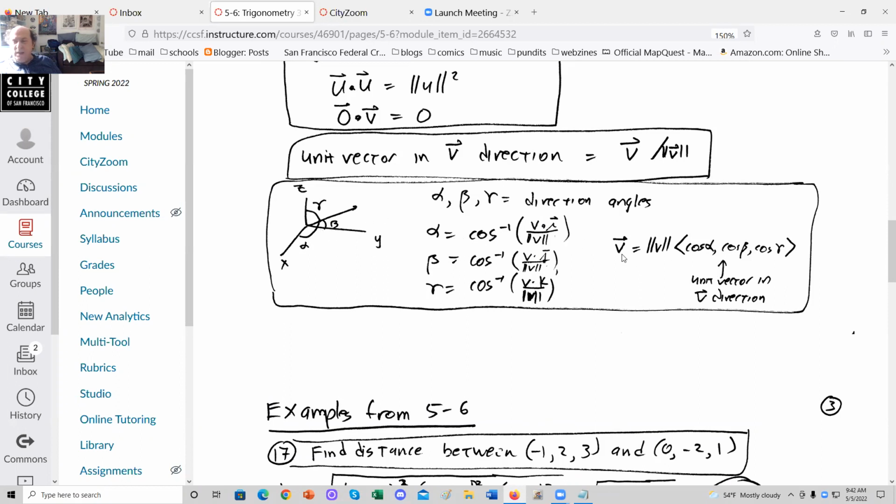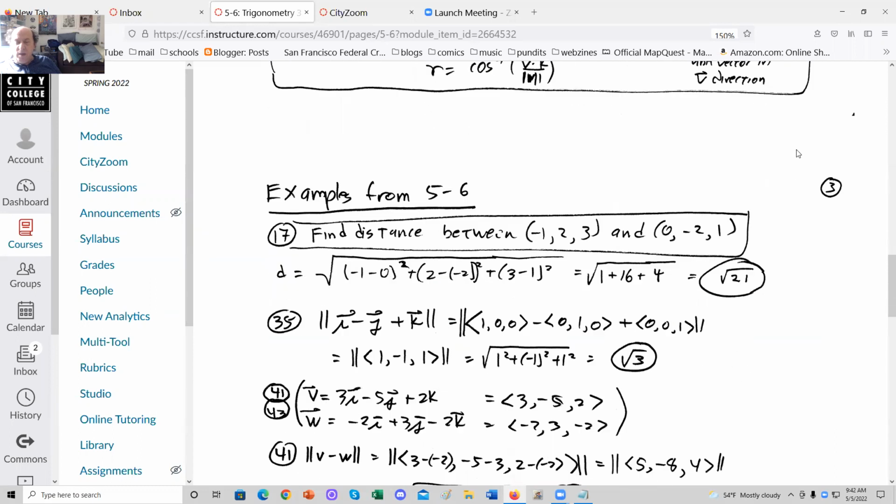Another way to put it is that the length of V is the length of V times cos alpha, cos beta, cos gamma, this being the unit vector in the V direction, or in other words, this. So we can find some examples.